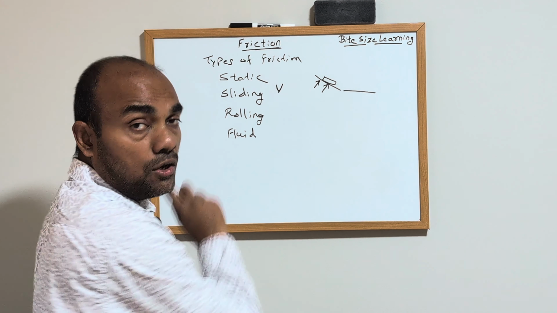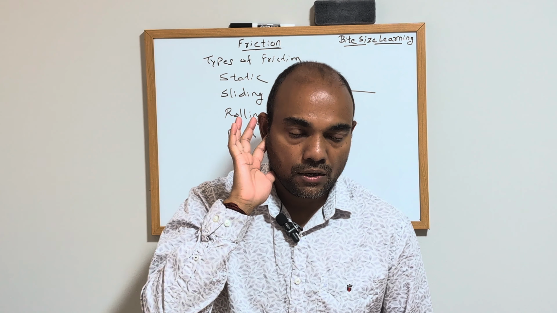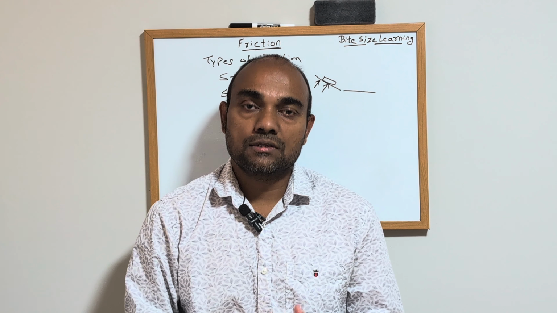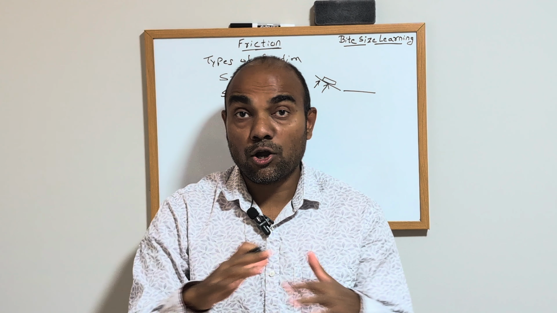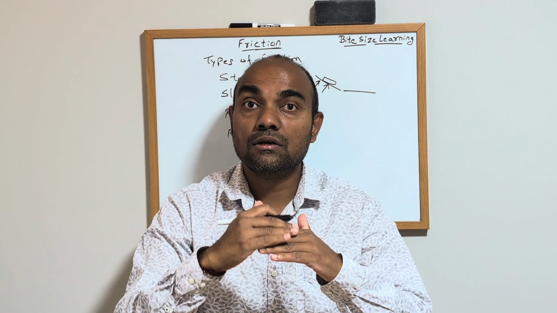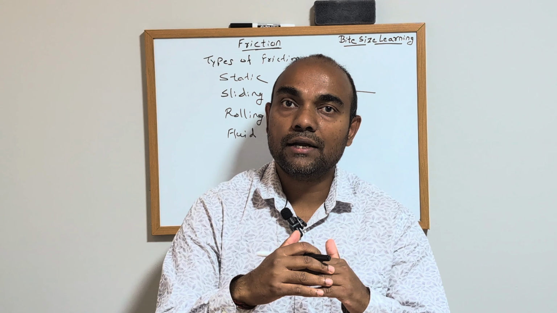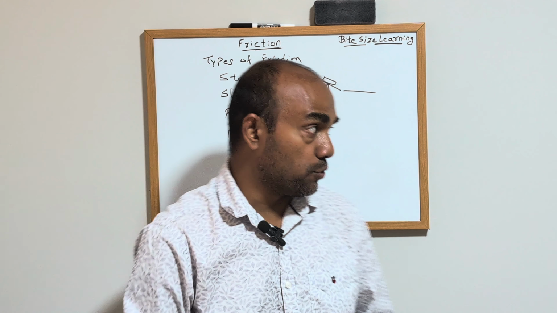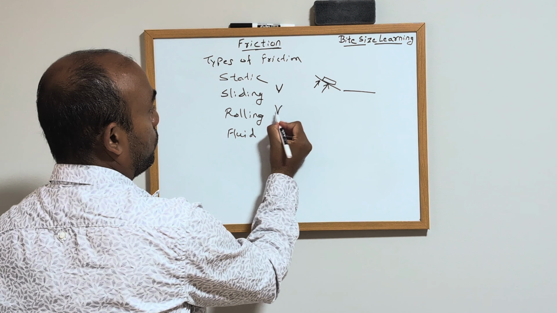Now next comes rolling friction. Rolling friction is when you have an object that is rolling on top of another object. That further reduces the friction force, and that friction is called rolling friction.